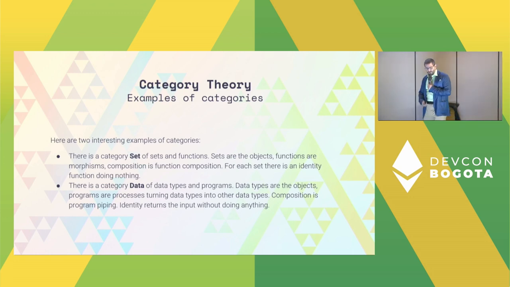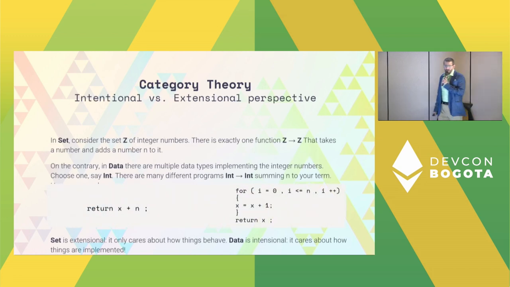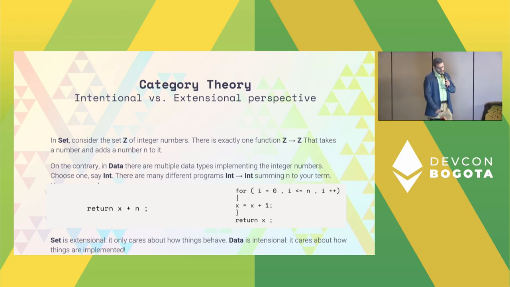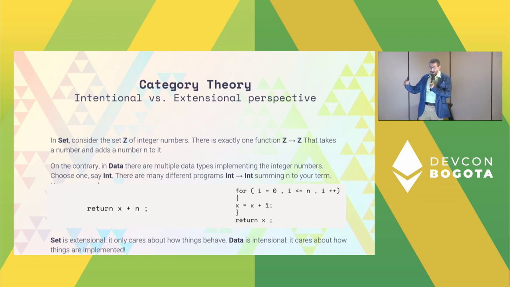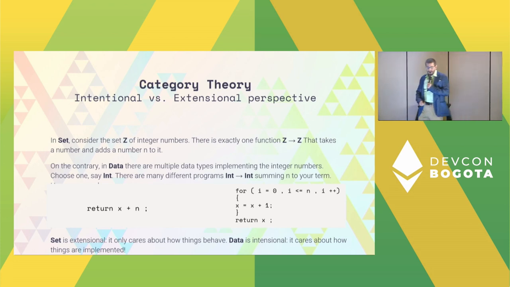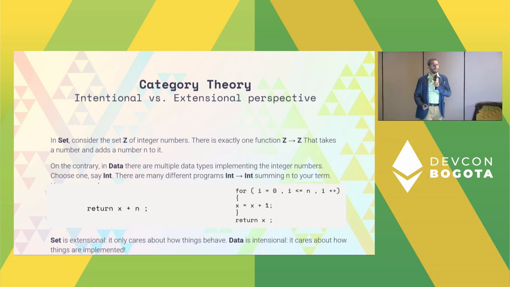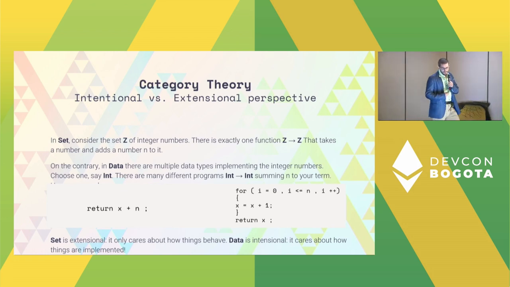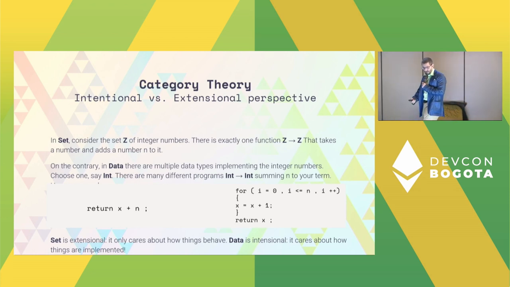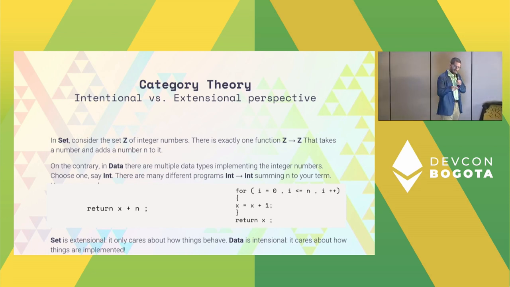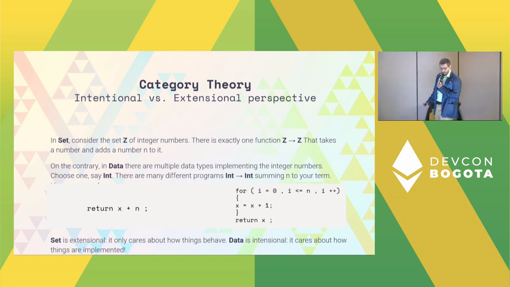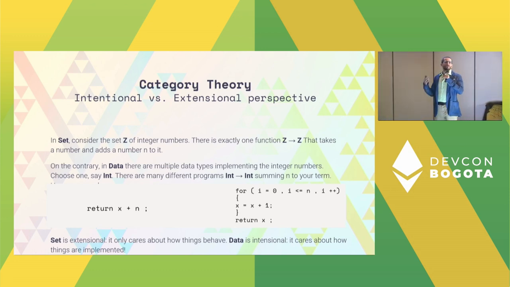So what is the difference between these two categories? Well, Set offers an extensional perspective. What it means is that, for instance, if I consider the set of integer numbers, I have exactly one function that takes a number and adds n to it. On the contrary, in Data, I have multiple ways of specifying what integer numbers are, and I have multiple programs that sum n to your term. Here, I just brought two of them. But in general, you see that in the category Data, the formalization, the implementation matters. So these two categories offer very different views on the same phenomenon.